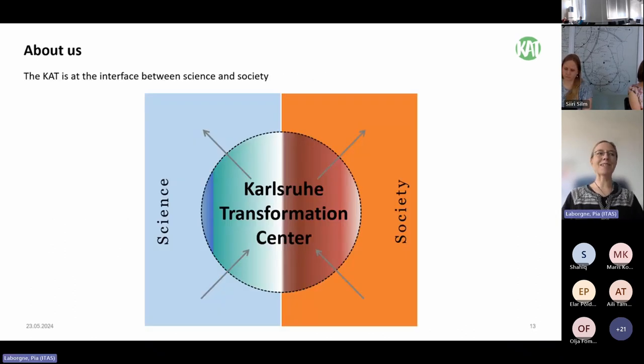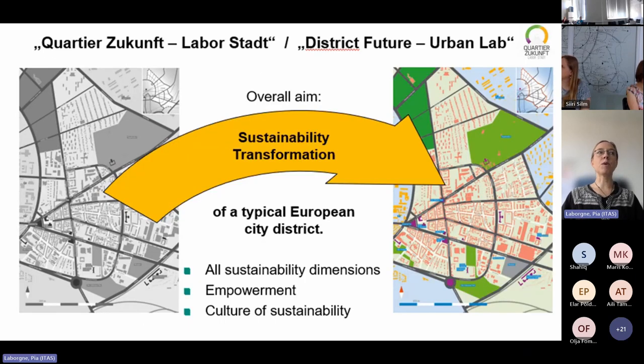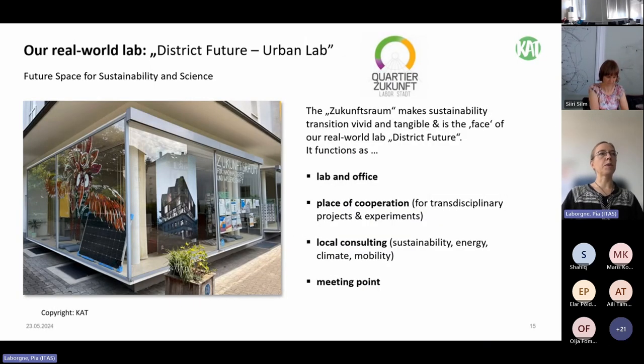So coming back to CUT, we define ourselves as a real-world lab, an interface between science and society. To make it more concrete, since 2012 we have a physical real-world lab in Karlsruhe in one big city district, with the overall aim to exemplarily achieve a sustainability transformation of a typical European district. So we want to address all sustainability dimensions, to empower, and to create a culture of sustainability. We have a physical space there, the Zukunftsraum or future space, which is our office and lab. But it's also a place for cooperation, for different stakeholders, for civil society groups.